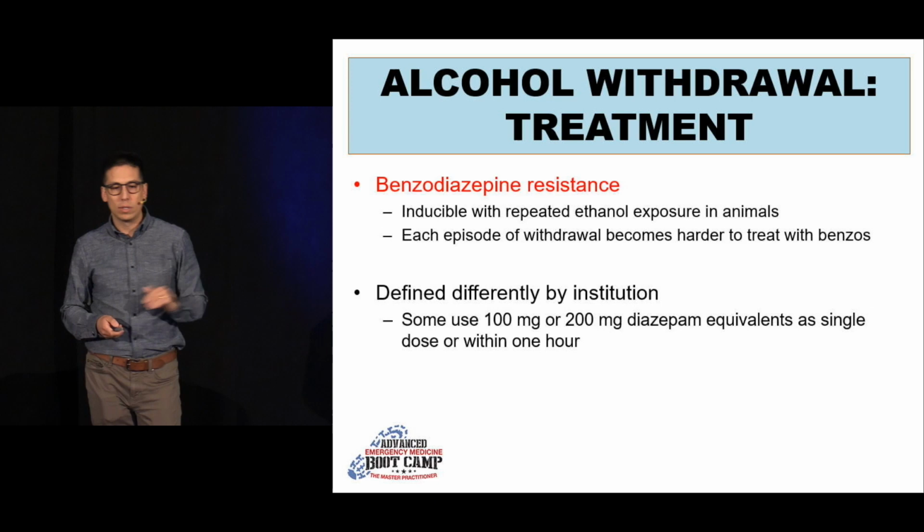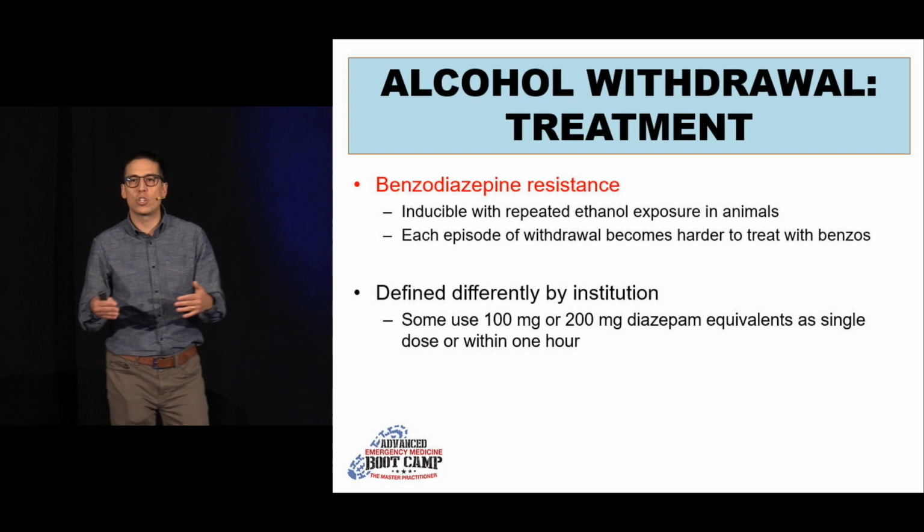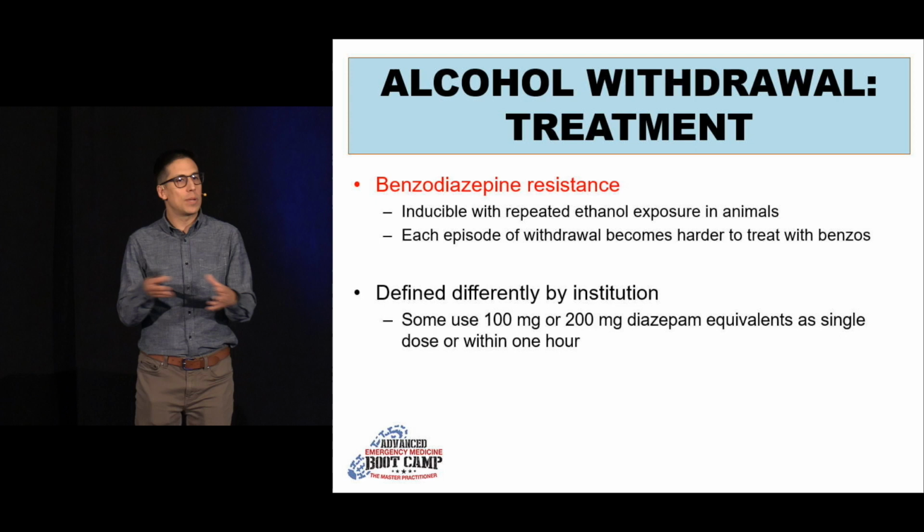Benzodiazepine resistance. This is a real thing. So you can chronically condition mice to ethanol, and what happens is the alpha subunits of their GABA channels undergo a rearrangement, and they become resistant to benzodiazepines. The benzodiazepines don't bind as well, okay?